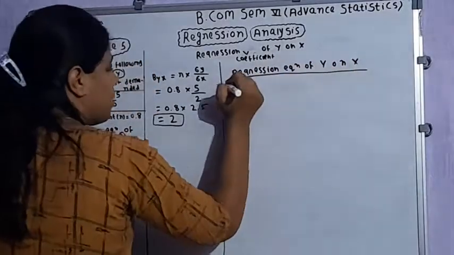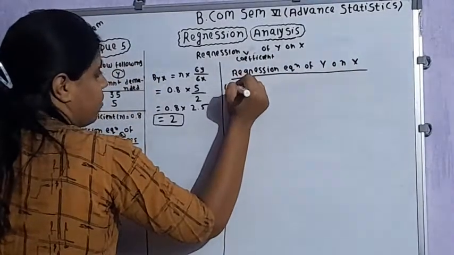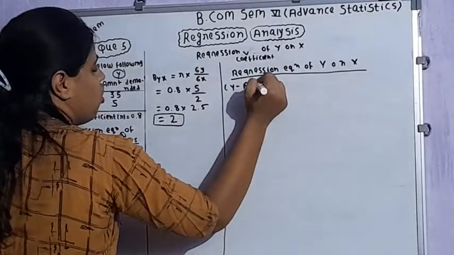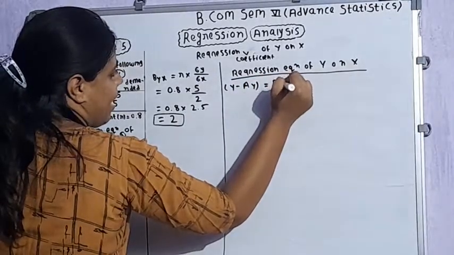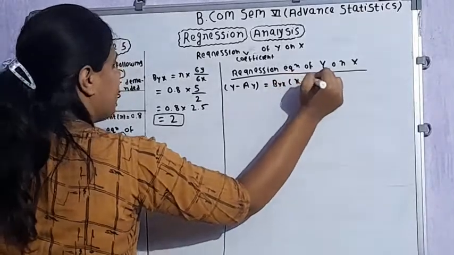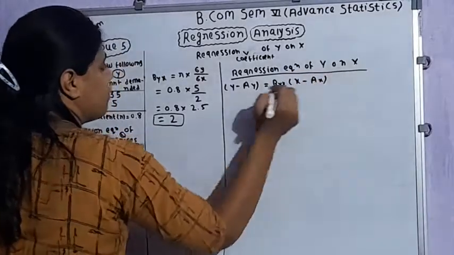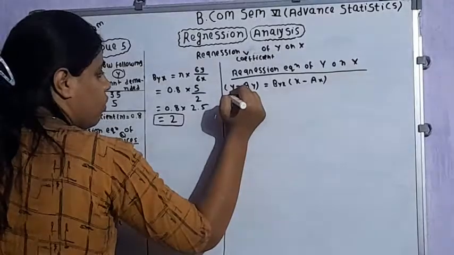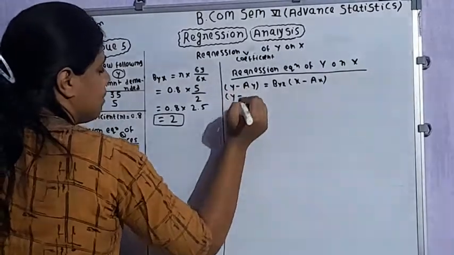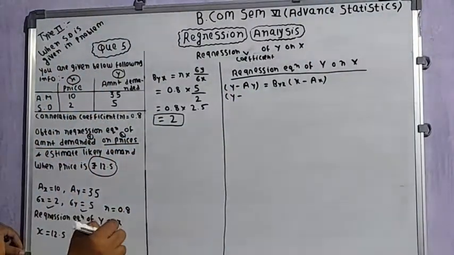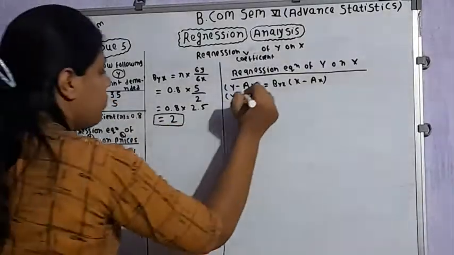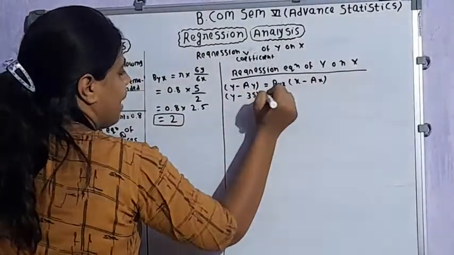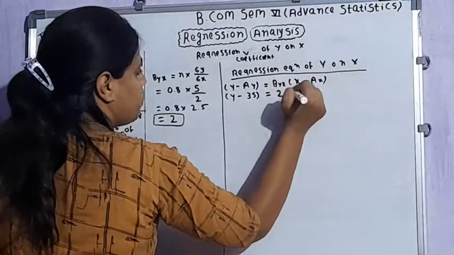So it is y minus mean of y series is equals to byx into x minus mean of x series. Okay. So here y would be as it is. Y bar, that is the mean of the y series, we have been given in the question, that is 35. After that byx we have computed, it has come to 2.